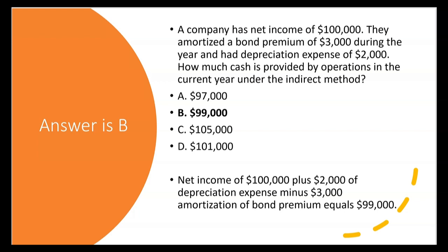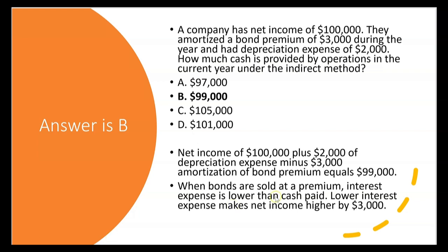And that's choice B. Now, why did we subtract the amortization of the bond premium? When bonds are sold at a premium, interest expense is lower than cash paid. Lower interest expense makes net income higher, in this case by 3,000. Since net income is $3,000 higher, we're going to have to subtract the 3,000.